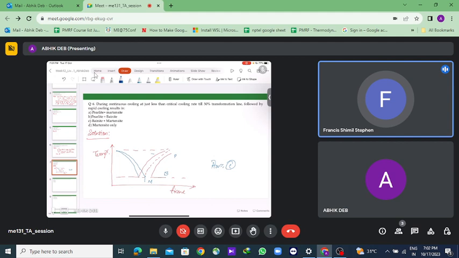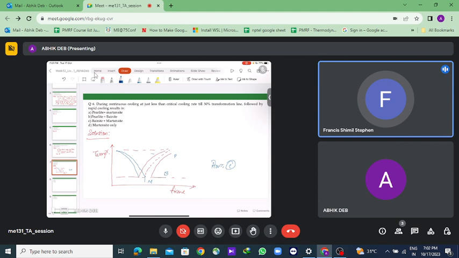Okay. This is not the process. This is the process. We start from here. It is just less than the critical cooling rate. Since it is just less than the critical cooling rate, we have to take a line which is close to this nose, a cooling rate which is close to this nose. So we are taking this line. In this region, there will be transformation from austenite to bainite, 50% bainite.